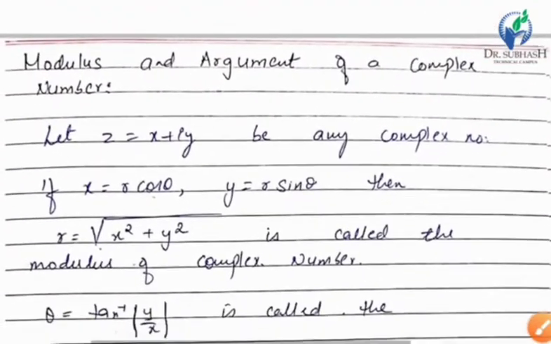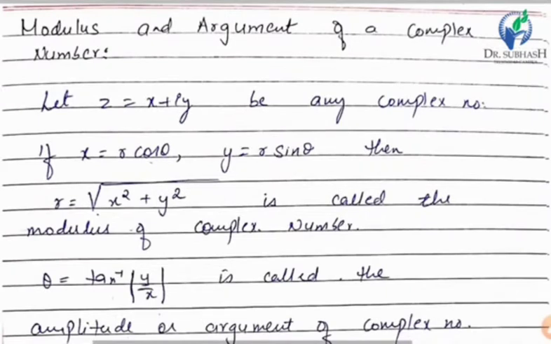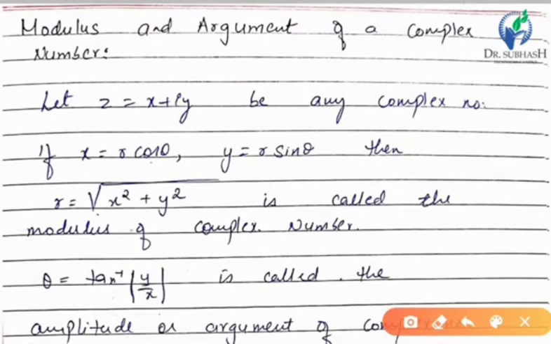Okay, now the next topic: we'll see how to find the modulus and argument of a complex number. If I take z equal to x plus iy as any complex number, and x equal to r cos theta and y equal to r sin theta, then r, or the modulus, equals under root of x square plus y square. Okay, this is the formula which we need to remember.